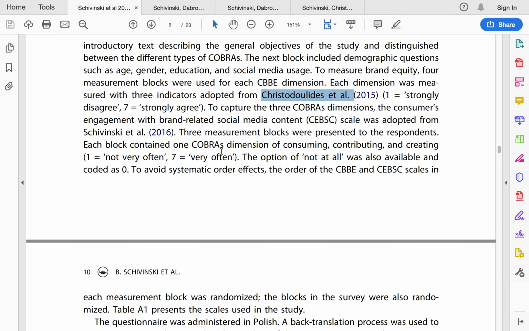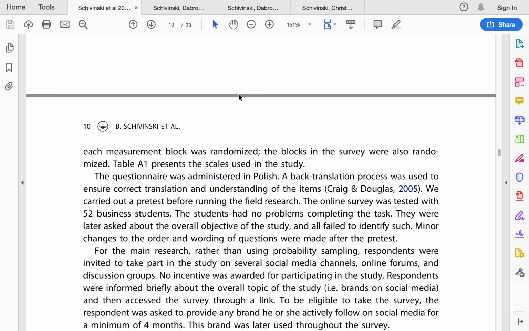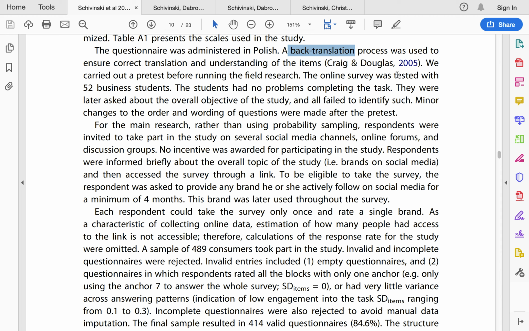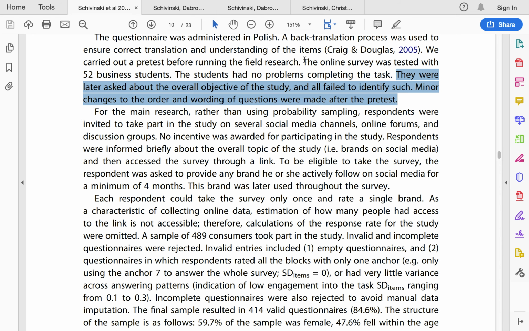Where did I get the scales from? And then the CoBRAs, 3 dimensions, 3 blocks, from 1 to 7. It was in Polish, the questionnaire. I'm talking about back translation. It was tested with business students. In other words, it was a pilot test right there. And then you are addressing issues with the pilot. Take a look. I'm explaining the survey and I'm explaining the sample.